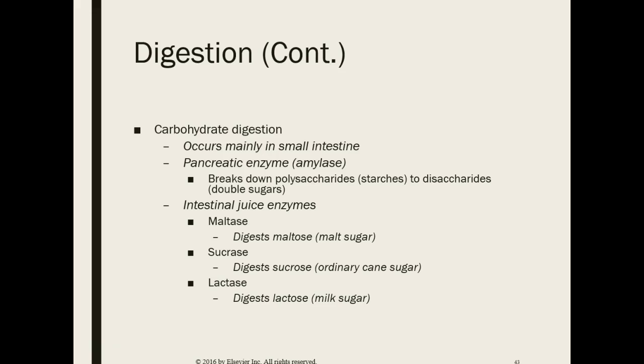So then the intestinal juice enzymes are going to play a role in this breakdown as well. So there's three different ones. Maltase is going to digest malt sugar, which is maltose. Sucrase is going to digest ordinary cane sugar, which is sucrose, and then lactase digests lactose, which is milk sugar.